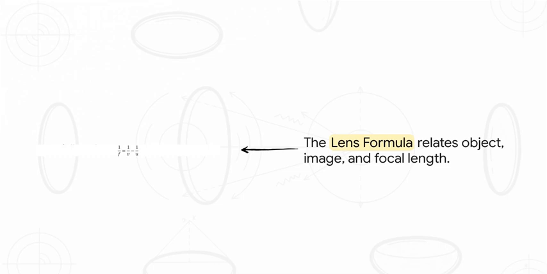Remember, u is the object distance, v is the image distance, and f is our focal length. As long as you remember your sign conventions, like u always being a negative number, this single formula allows you to calculate the precise behavior of literally any spherical lens. You can figure out exactly where an image will form without ever having to draw a single ray diagram. It's a real game changer.